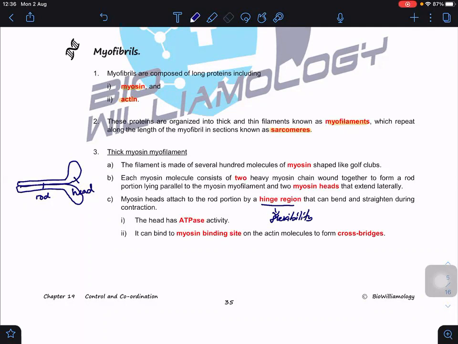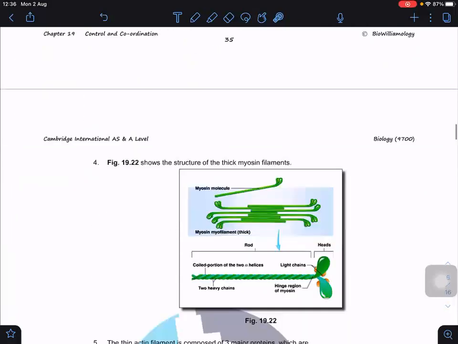And the heads have ATPase activity. Basically this means they have the ability to hydrolyze ATP to become ADP plus Pi. So what are their functions? During muscle contraction, these myosin heads will bind to the myosin head binding site on the actin molecule to form the cross bridge. Don't worry about this part; later, when you look at the mechanism, you will be able to view it. Just now you can see that the myosin head can bind to the myosin head binding site at the actin molecule.